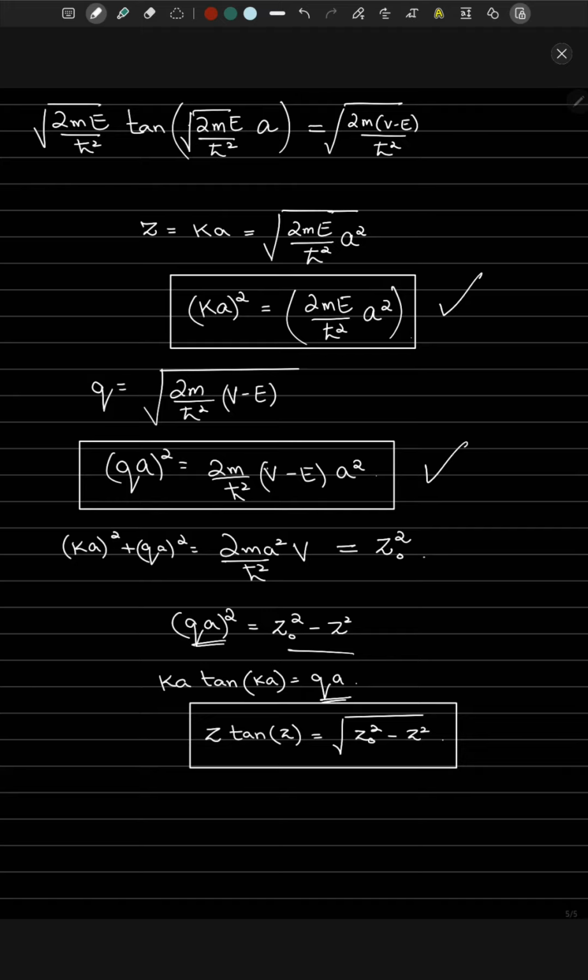Right, so now the left hand side of this equation is what you can call a modified trigonometric function, while the right hand side is like a radius, radius r, with z naught squared equal to this thing.